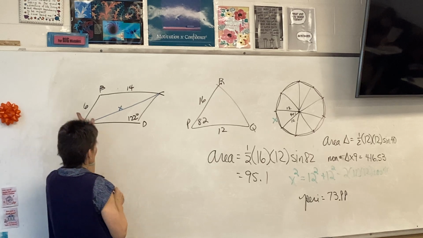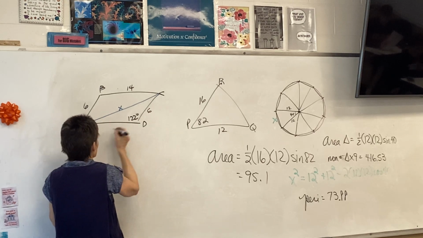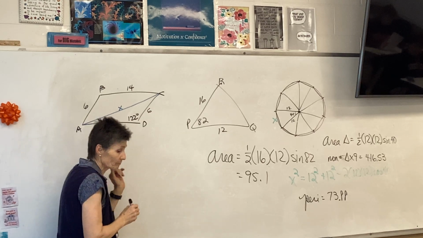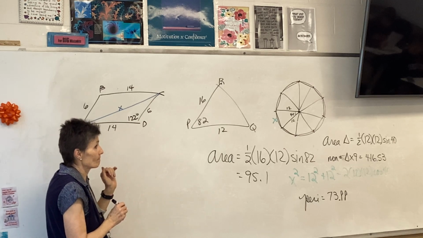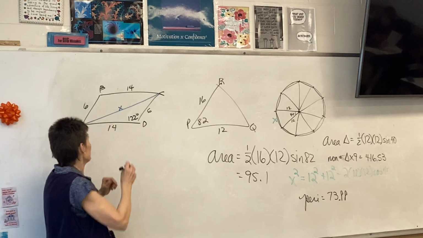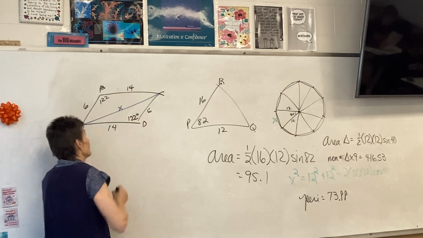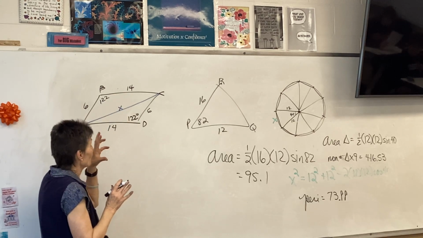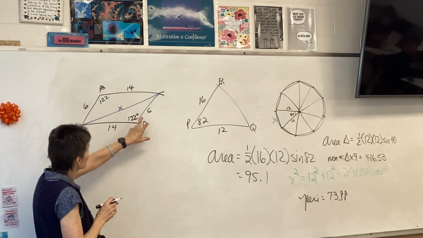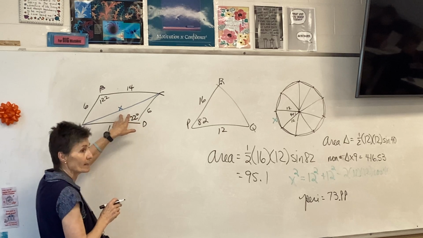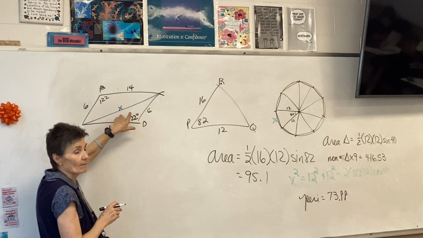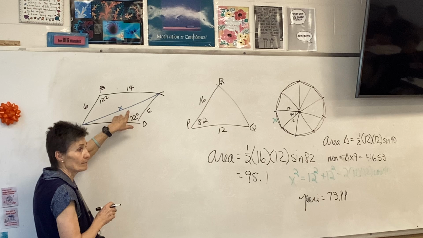Now keep in mind it's a parallelogram, so this side is 6 and this is 14. That means the other corner is 122, and this other corner is 58. Right now I don't need anything else, because can I just use my law of cosines and find x? Yep.